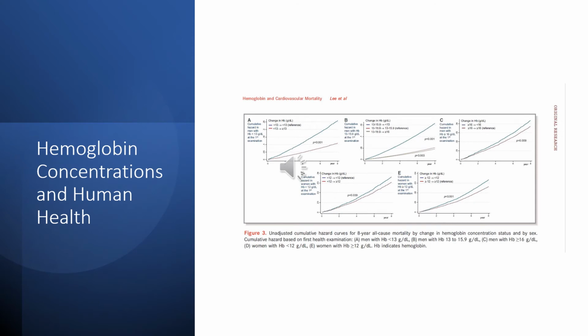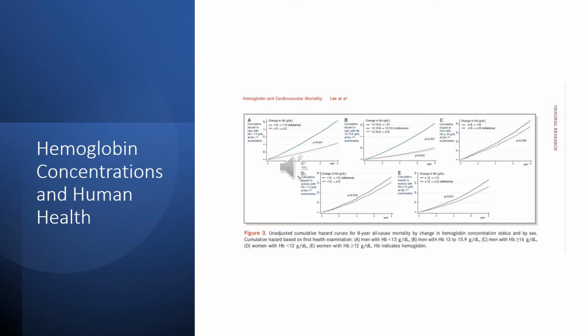Hemoglobin concentrations alone appear to be a predictor of cardiovascular disease and all-cause mortality. A study was done in South Korea where approximately 170,000 men and 120,000 women over the age of 40 were studied over an 8-year period. Anemia is defined by the World Health Organization as hemoglobin counts less than 13 grams per deciliter for men and less than 12 grams per deciliter for women.